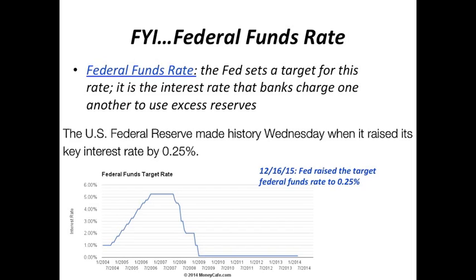And that was big news because it shows that the Fed is a little bit more optimistic about economic growth in the economy. And so now that it's set this target federal funds rate, it's going to use monetary policy to manipulate the money supply to get the interest rate closer to that target rate of 0.25% as opposed to 0%.